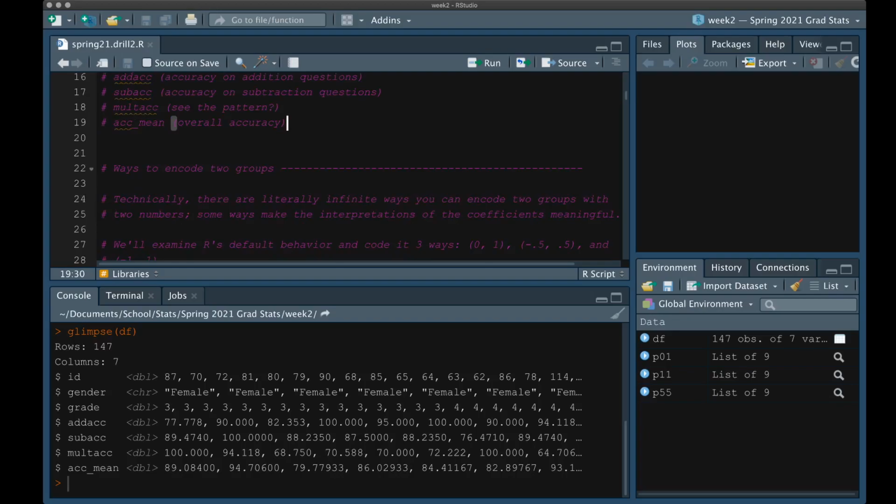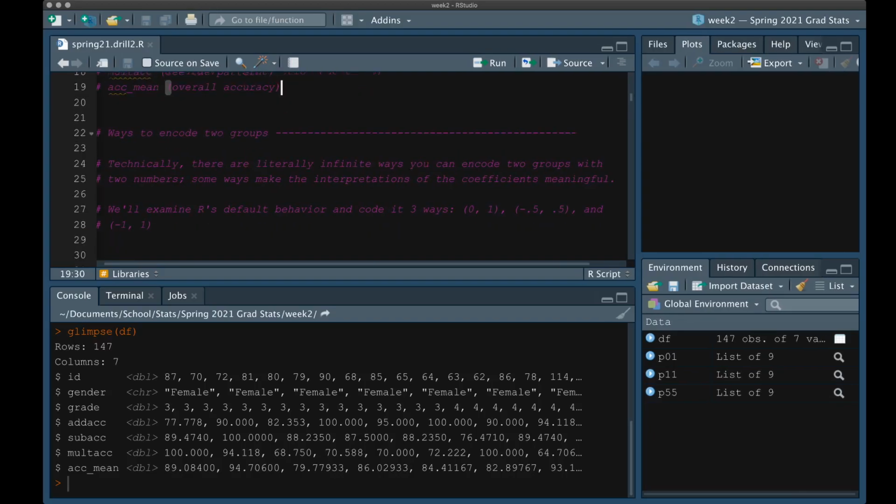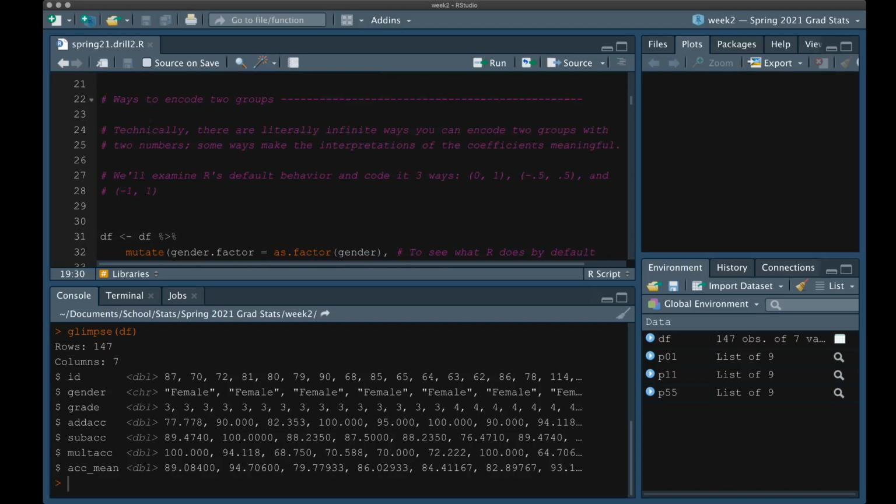So when it comes to encoding two groups, really there are literally an infinite number of ways that you can code it. Some ways make the interpretations of the coefficients meaningful, and some would be nonsense. The most usual ways that you'll see are 0 and 1, negative half and positive half, and sometimes you'll see negative 1, positive 1. So those are the three ways that we're going to look at today. You might sometimes hear these referred to as dummy coding for 0 and 1. Typically, if somebody says something is dummy coded, they're coded as zeros and ones.